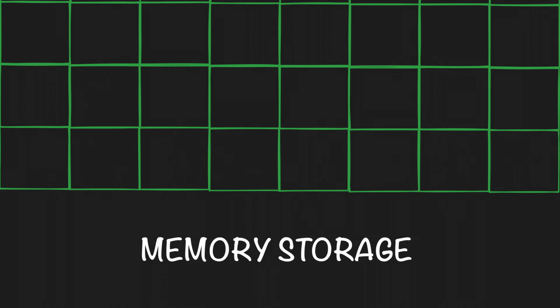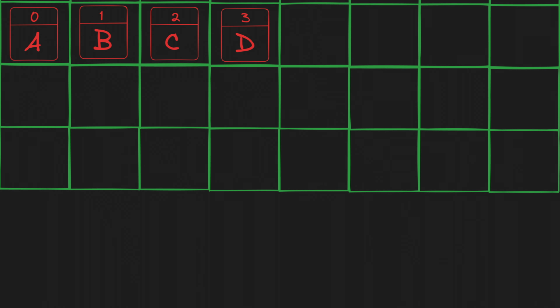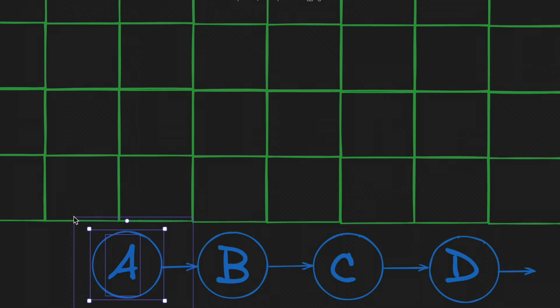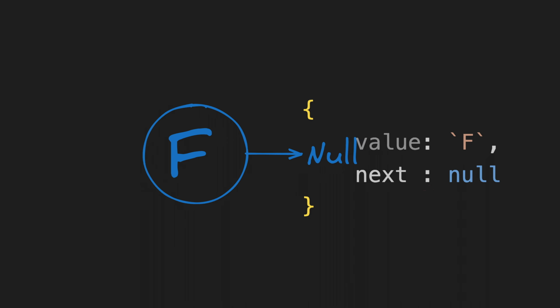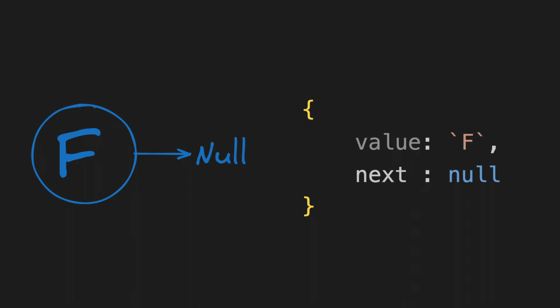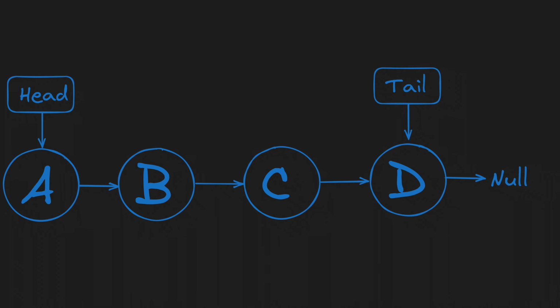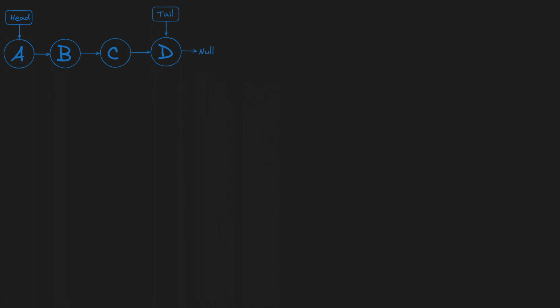Okay, now suppose this is our memory. Array is stored in contiguous places of memory. Meanwhile, each node of a linked list is stored in a random place in memory. This is a node, and this is what it looks like as code. This node has a value of f and it's pointing to null. Now see this linked list. Let's see what this linked list looks like in terms of code.